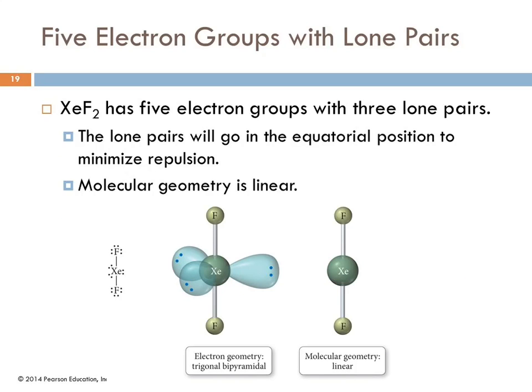Xenon difluoride, 5 electron groups again. This time there are 3 lone pairs. The 3 lone pairs are going to take the equatorial position, and we're going to get a linear geometry. So xenon difluoride is linear. And it does that to minimize the repulsion.